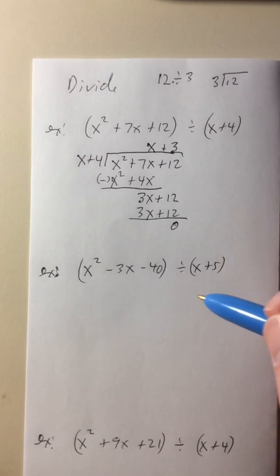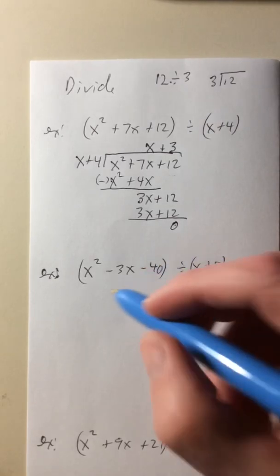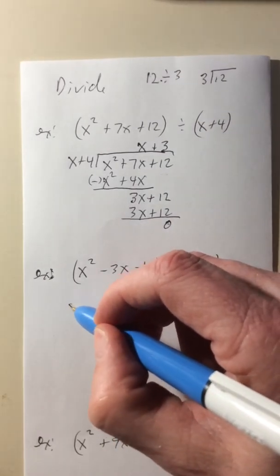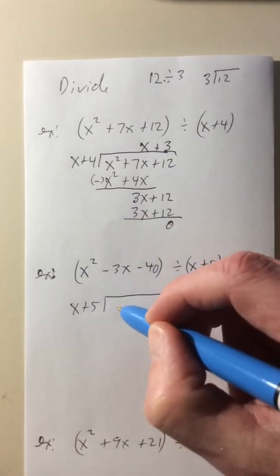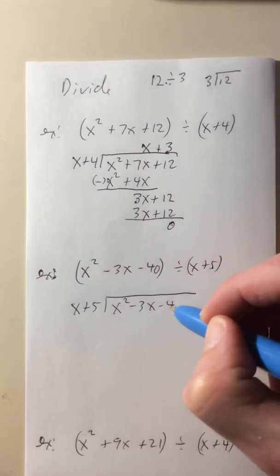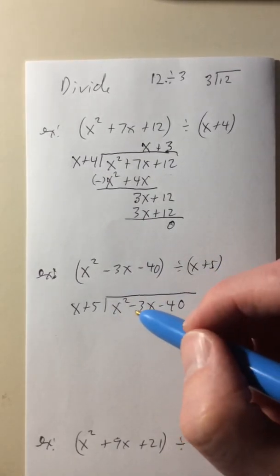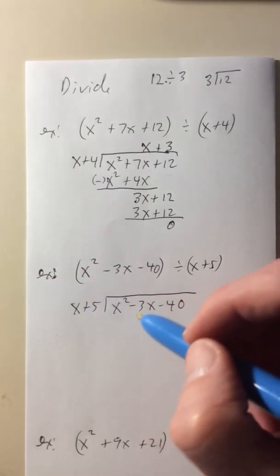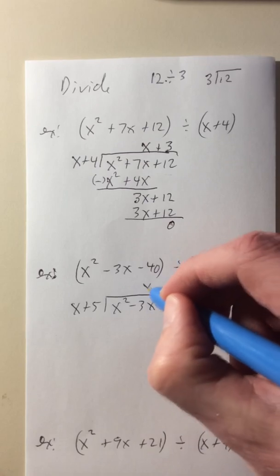Okay, so we're going to do the exact same thing with this problem right here. So x plus 5 goes outside the house. That goes inside the house. So we got x plus 5 right here, and we got this stuff right here, x squared minus 3x minus 40. And we go through the same steps again. Same questions, same steps. So x times what makes x squared? And the answer is x.